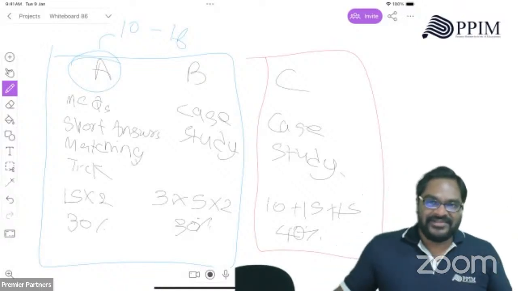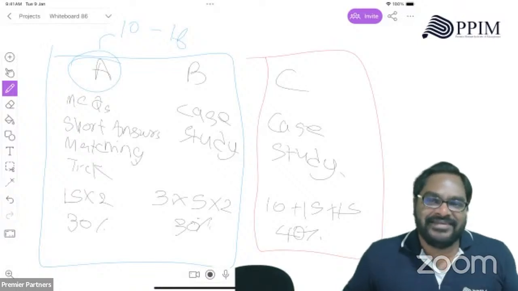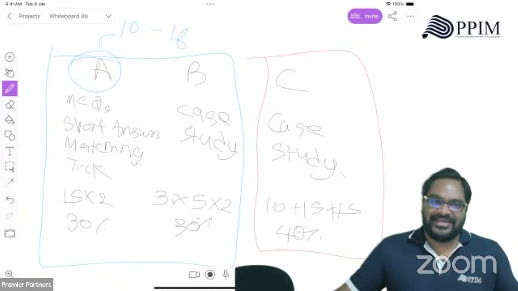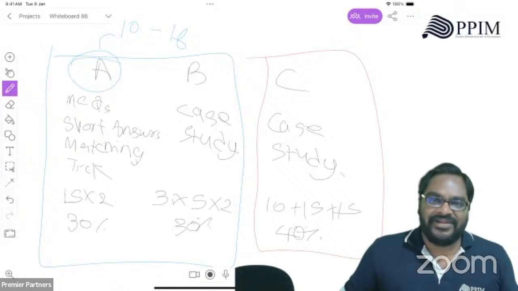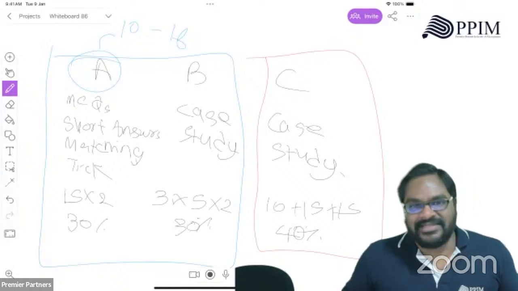How many marks do you have in the paper? Right. How many minutes do you have? 180 minutes. So then how much time do you have for one question? One mark, 1.8 minutes. Target for 1.5.